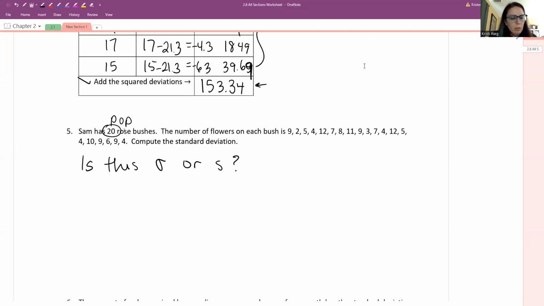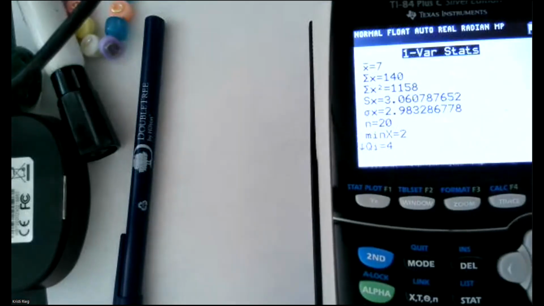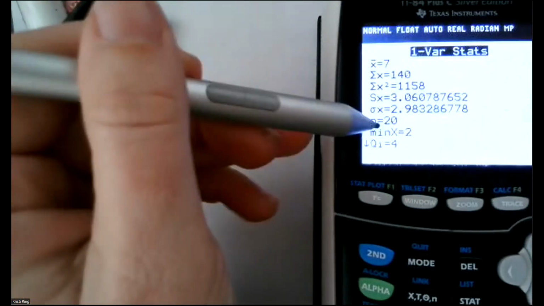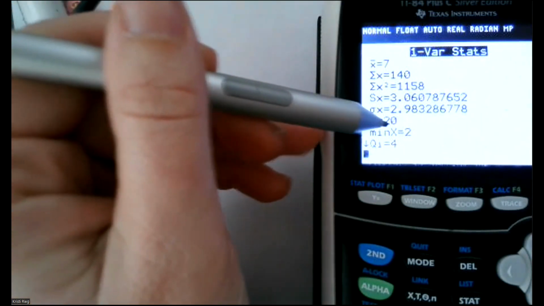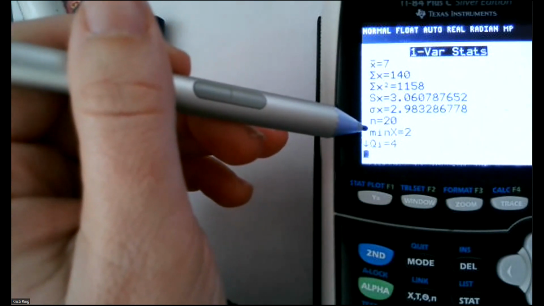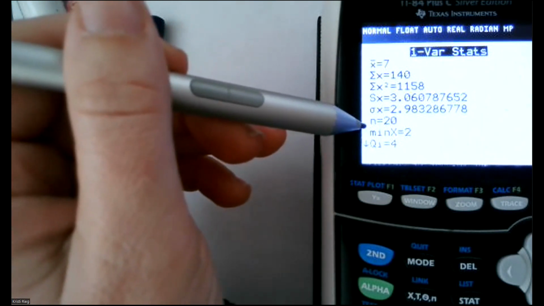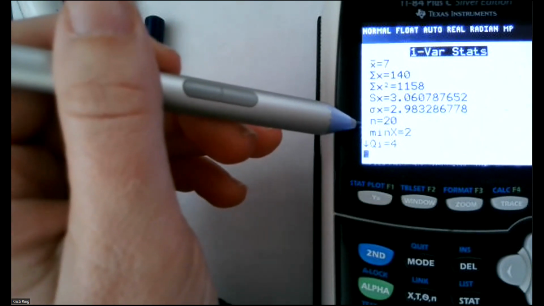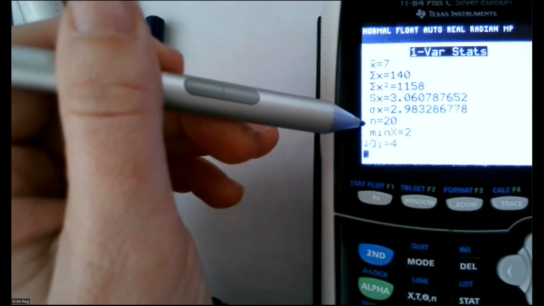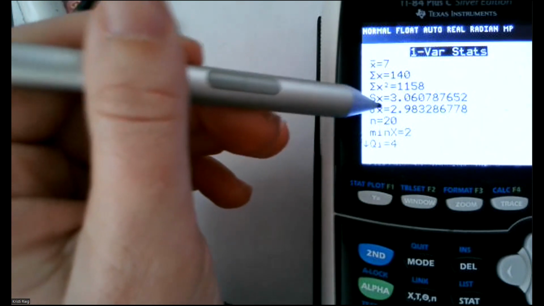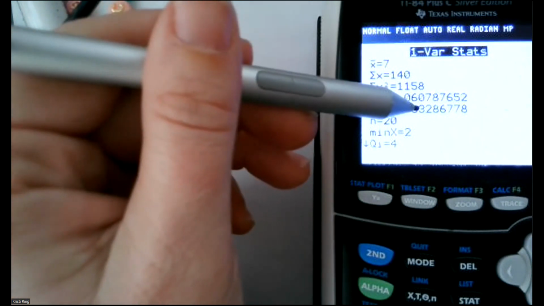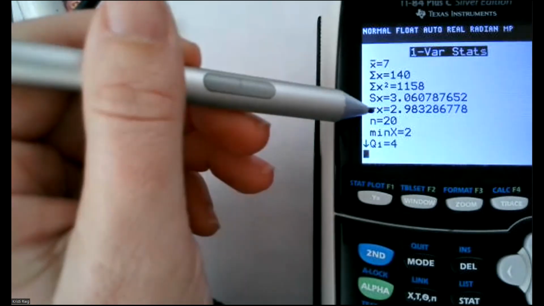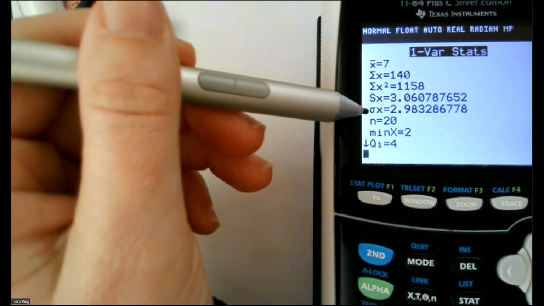So we are going to jump over. You could just count them, like that's fine, but that's time consuming. As you've seen, I like shortcuts. So looking here, I have that n equals 20. That means I typed 20 numbers into my list. So if there is 20 in the population and I have 20 in my sample, the sample and the population are the same. So this is a population problem. Since we know it's a population problem, we know that the answer is going to be 2.98. It's going to be sigma because this is a population problem.